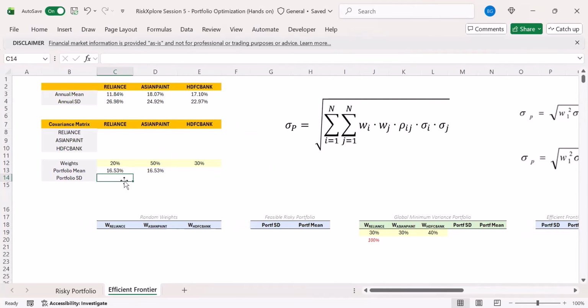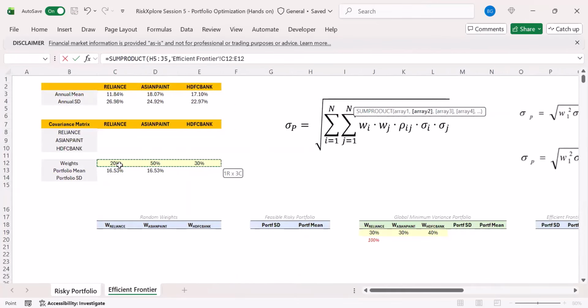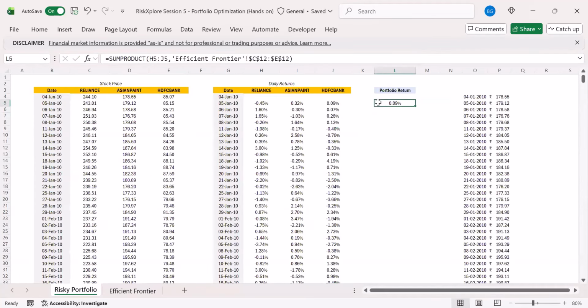Now how do we find portfolio SD? So there are multiple ways to do this. Let's assume that these are the weights that we are using here. So we can find out the daily portfolio returns as well, right? We can find out that as well. So equals to sum product of these returns, comma, the weights here, and we have to fix the weights. So हमने weights को fix कर दिया. Press enter. We have the daily portfolio returns कि portfolio का daily basis पे क्या return है, right?